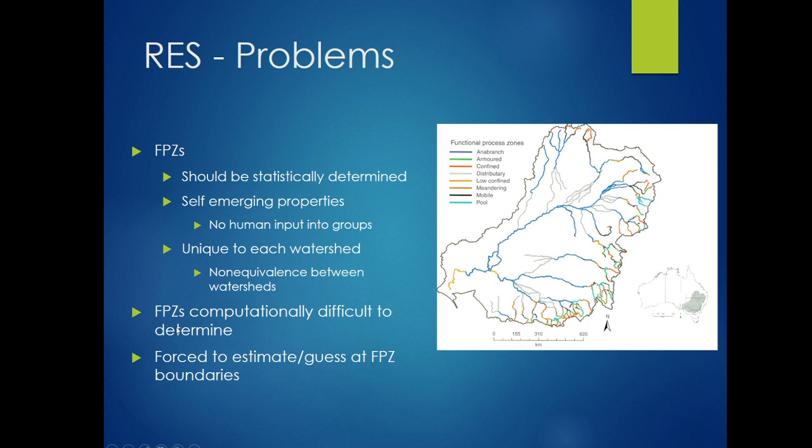So the FPZs are extremely computationally difficult to figure out, such that nobody can really do it on a good time scale. You just have to guess at these functional process zone boundaries, and then the model just becomes useless, because it's meant to have no human input into the groups of what you find, where pretty much everyone does. And then the whole purpose of doing the model just pretty much falls apart.